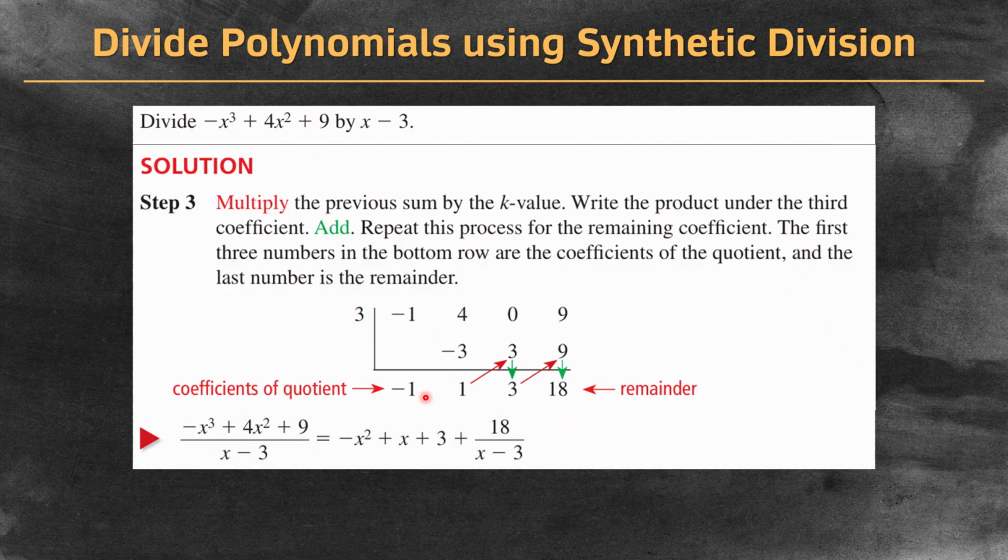We change it so that we have -x cubed, the degree. We're going to decrease 1 degree. So we have x squared, and -1 becomes -x squared plus x plus 3 plus the remainder 18 divided by x minus 3, the divisor. So that's our final answer. Please take note of this in your notebook.